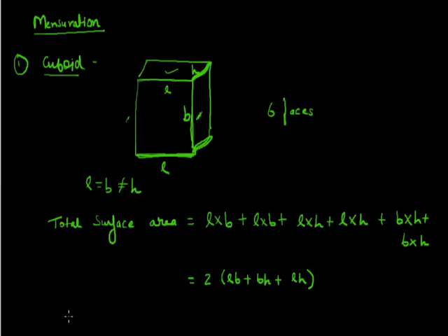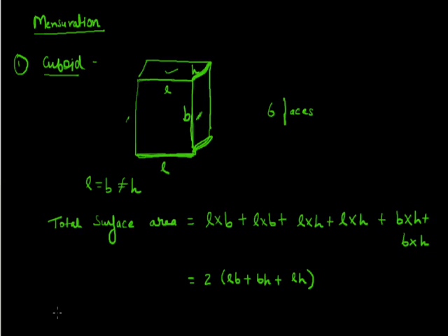Accordingly, whenever we need to find the total surface area of the cuboid, we use this formula: twice of, in brackets, length into breadth plus breadth into height plus length into height. From this we'll get the total surface area of the cuboid.